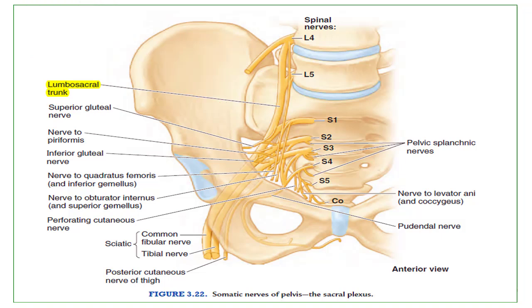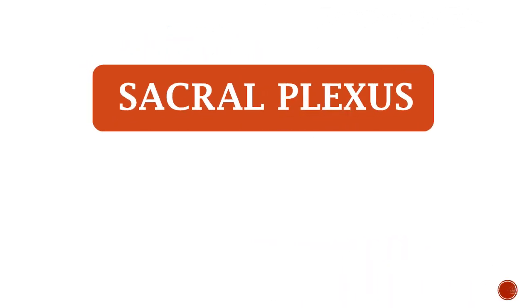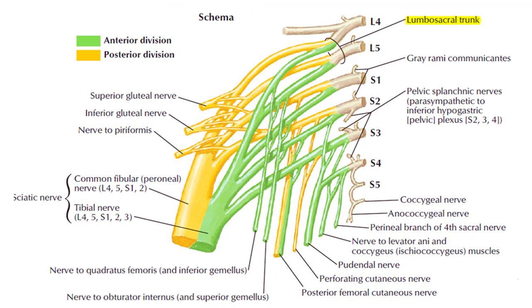At the end, now I will cover the sacral plexus. The sacral plexus is also a network of nerves, like the lumbar plexus was. This network of nerves is formed by the ventral or anterior rami of the first 4 sacral spinal nerves, which combine with the lumbosacral trunk. So the lumbosacral trunk along with the first 4 sacral spinal nerves form the sacral plexus.